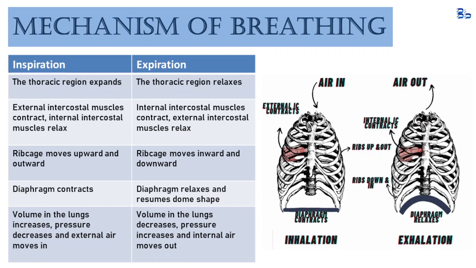In the process of expiration, the thoracic cavity is going to relax. The internal intercostal muscles are going to contract and the external intercostal muscles are going to relax. This makes the rib cage move inward and downward. Now the diaphragm is also going to relax and return to its original dome shape. All these changes are going to decrease the volume in the lungs. As a result, the internal pressure in the lungs is going to increase and be more than the atmospheric pressure. So the air from inside the lungs is going to rush outside.